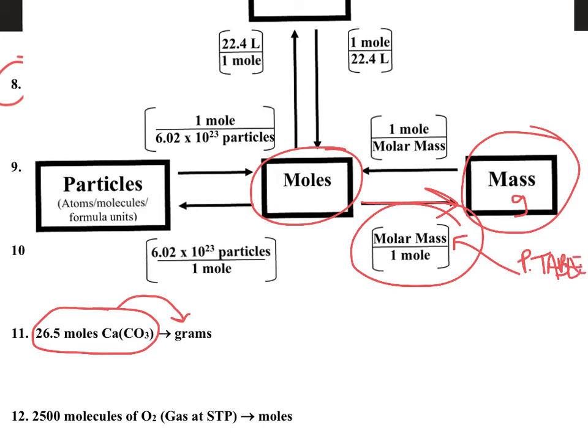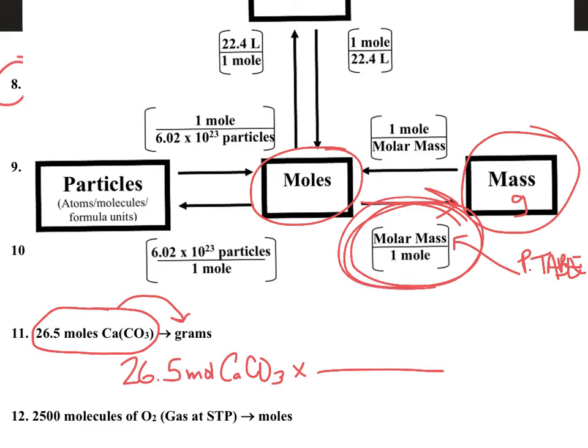So let's rock it. Okay, to start with, we're going to write down what we're given. So 26.5 moles of calcium carbonate, CaCO3. I'm going to multiply and draw my line. I'm going to use my mole map. It says to put 1 mole on the bottom, 1 mole of CaCO3. And on top is the molar mass. I have to use my periodic table for that.